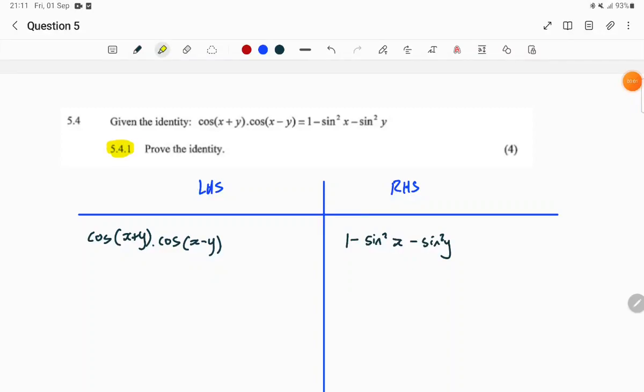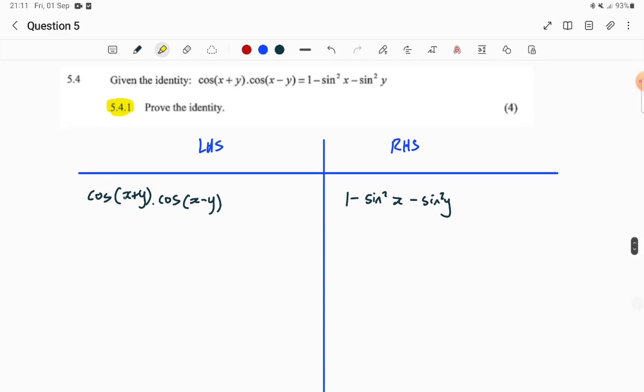Question 5.4, given the identity cos(x + y) multiplied by cos(x − y) is equal to 1 − sin²x − sin²y. 5.4.1, prove the identity. As you can see, I've got my left-hand side and my right-hand side here, and on the left-hand side it looks like a whole bunch of compound formulas which we need to expand.